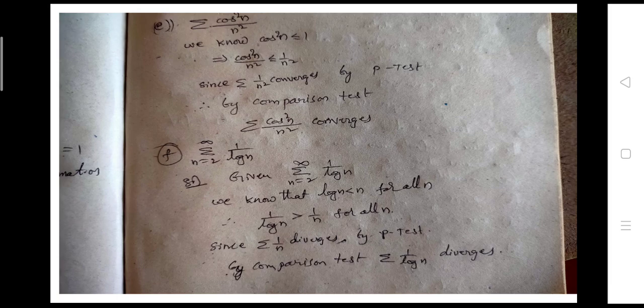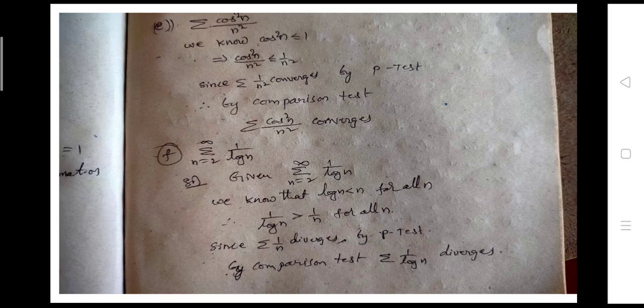Solution of F, sigma n is equal to 2 to infinity 1 by log n. Given sigma n is equal to 2 to infinity 1 by log n, we know that log n is less than n for all n. Therefore 1 by log n is greater than 1 by n for all n. Log n is less than n. Take the reciprocal of these values, that is 1 by log n is greater than 1 by n for all n.